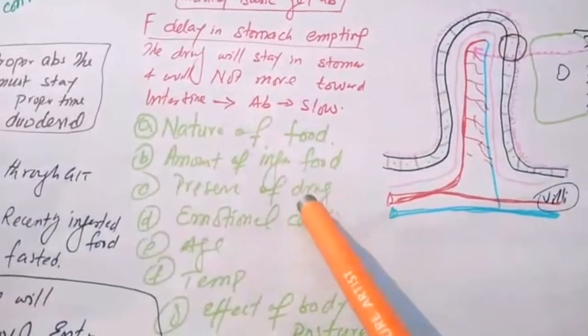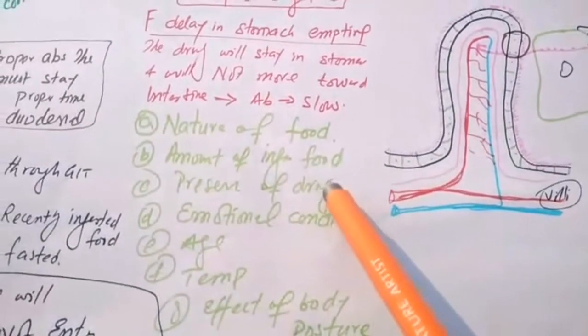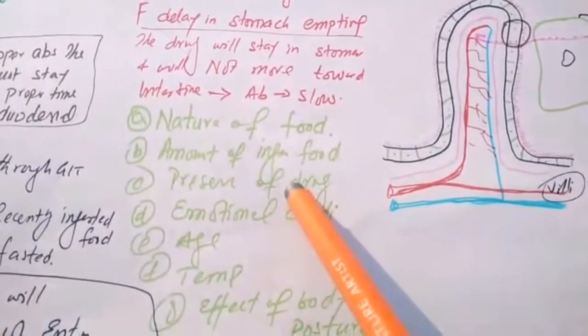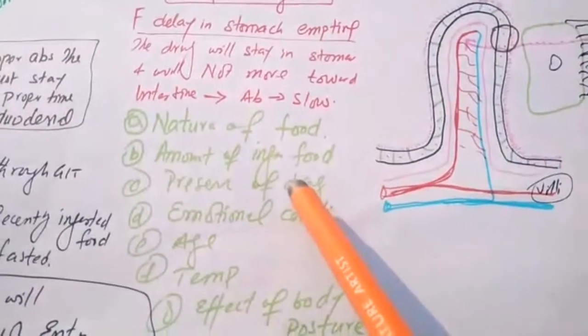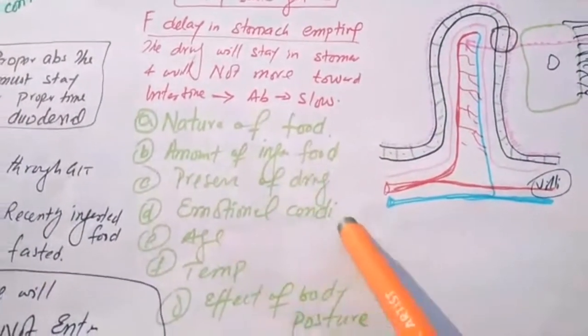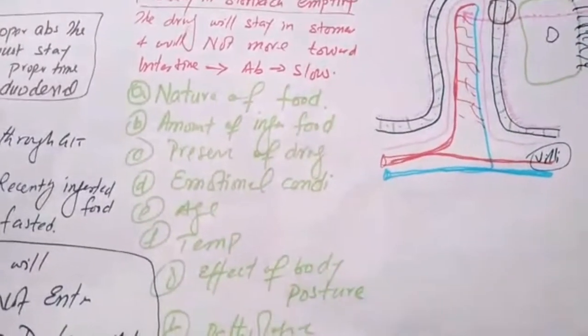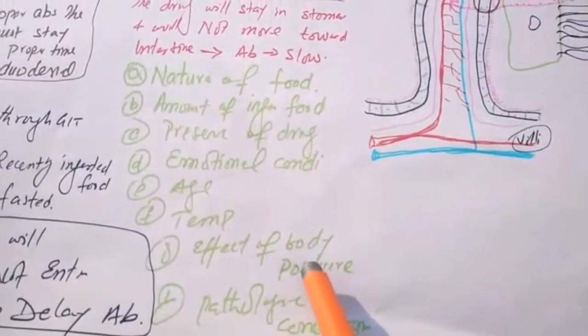Drugs are generally anticholinergic and nicotinic antagonist drugs; even anti-GIT motility drugs delay gastric emptying time. Emotional conditions, age, temperature, effect of body posture.